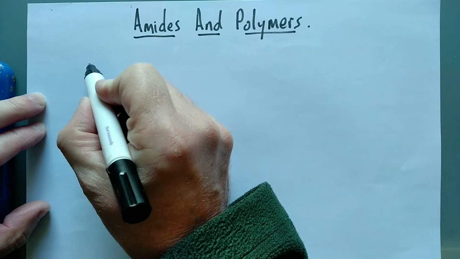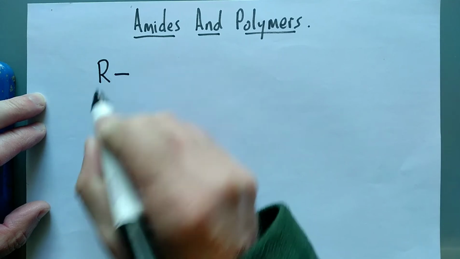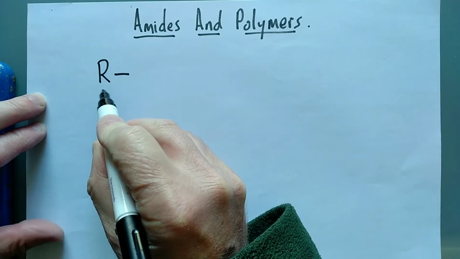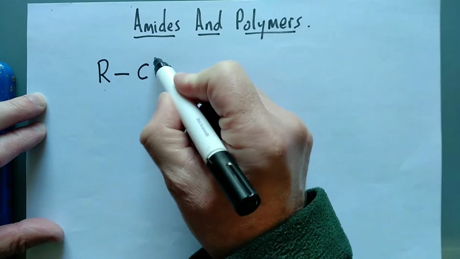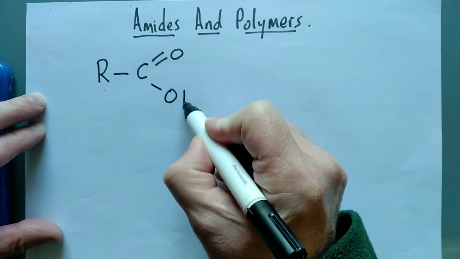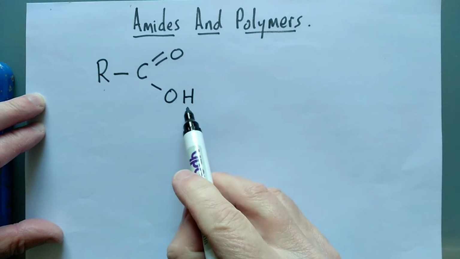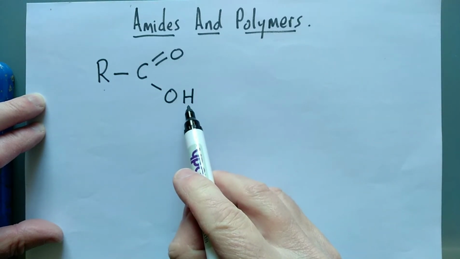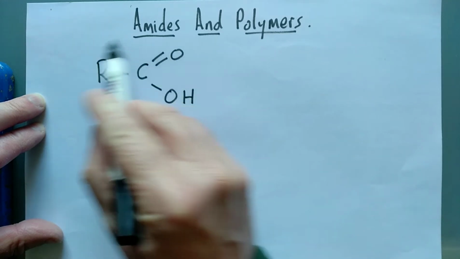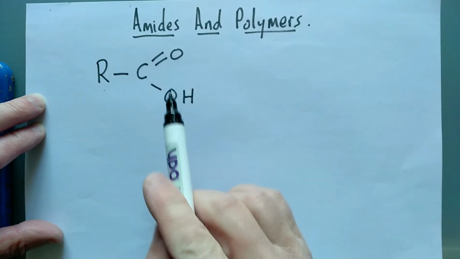We're going to look at carboxylic acids. Now, a carboxylic acid group has got your alkyl or aryl chain. It's got a C, double bond O, and an OH. It's an acid because this H can leave as an H+, leaving behind this group here with an RCOO-.